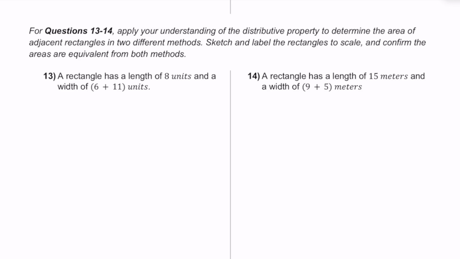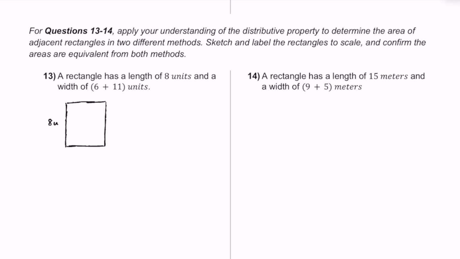Okay, so for number 13, we have a rectangle that has a length of 8 units and a width of 6 plus 11 units. All right, so I'm going to start with just doing the length here. I'm going to do my length on the side. So I'm going to say that this is going to be my length, and I'm going to put this as 8 units. I'm not going to draw it too big, but I'll put 8U for 8 units. And then for the width here, the part of it's going to be 6, so it's got to be shorter than the 8. So just try to roughly to scale here. Draw part of the rectangle.